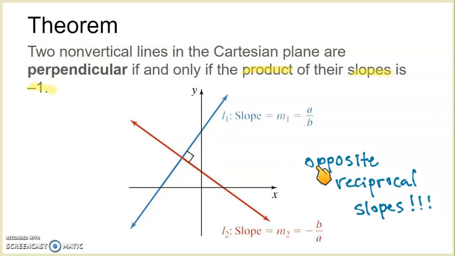And I know previously in probably Algebra 1 or Algebra 2, your teacher might have said these lines were perpendicular because their slopes have opposite signs and they were reciprocals of each other. So we can also use that as well. This one's positive, this one's negative, so that means they have opposite signs, and then reciprocal, so A over B, its reciprocal is B over A. So we could use that as well to determine if two lines are perpendicular.